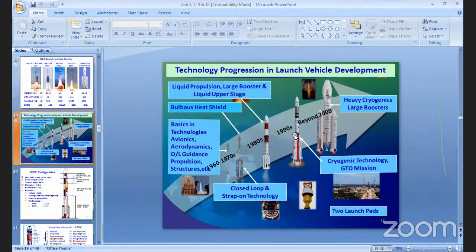You see here this one in the 1990s. Then in 2000, from there onwards, we have used heavy cryogenic engines, which have large boosters. And again, we have 2 launch pads also.